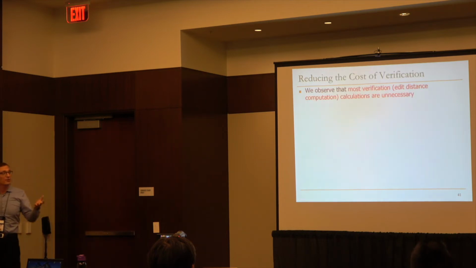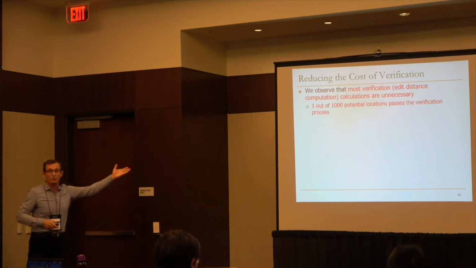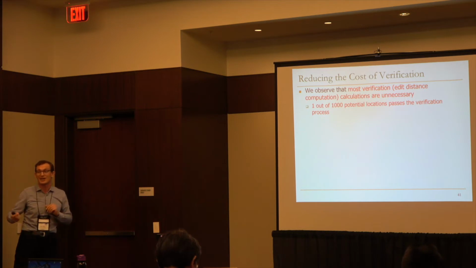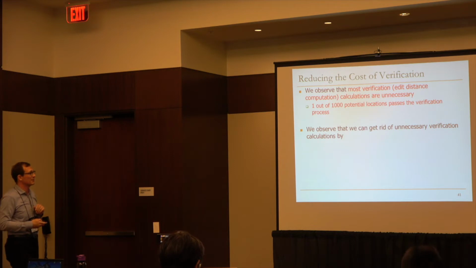So basically, the key observation is that most of these verification or edit distance computation calculations are actually unnecessary, because you think that you have a match in that part of the reference genome, but for most of them, you do the edit distance computation and you're not going to match, given the number of E errors. Basically, you're going to exceed E errors when you do that comparison. It turns out 1 out of 1,000 potential locations actually passes the verification process. So we're doing 999 out of 1,000 useless edit distance computations.